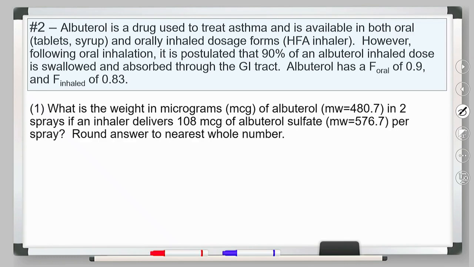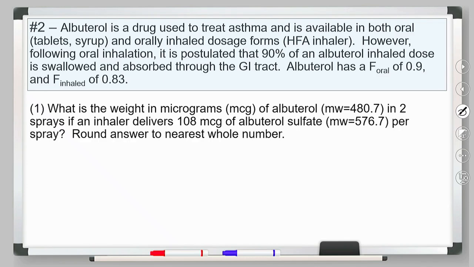However, the bioavailability of the drug is different through the lungs as it is through the GI tract. So to try to calculate how much albuterol actually makes it in from a single dose is more challenging. We're going to have to account for drug coming from both locations. And that's what we're trying to do.